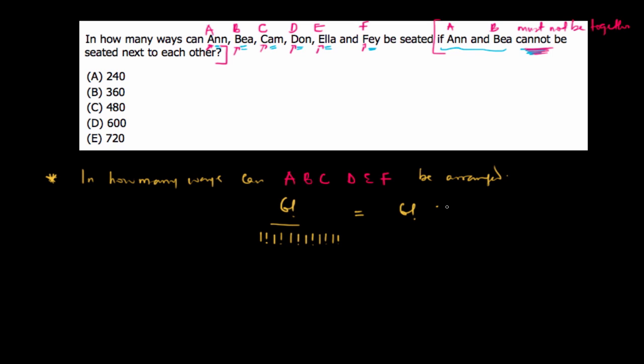And then 6 factorial is 720 ways. So without restriction, the number of ways of arranging the letters A, B, C, D, E, and F without any restriction is going to be 720 ways.